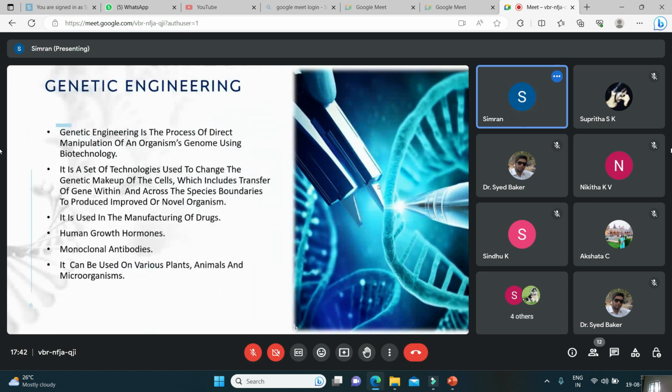Genetic engineering. Genetic engineering is the process of direct manipulation of an organism's genome using biotechnology. It is a set of technologies used to change the genetic makeup of cells, which includes transfer of genes within and across species boundaries to produce an improved or novel organism. It is used in the manufacturing of drugs, human growth hormones, the production of monoclonal antibodies, and the preparation of vaccines. It can be used on various plants, animals, and microorganisms.